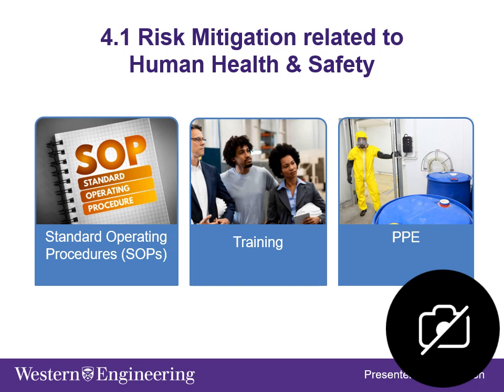First of all, we need to apply operational best practices to mitigate the risks related to human health and safety. Developing and implementing standard operating procedures, SOPs, for all operational aspects, including feedstock handling, system maintenance, and emergency response. SOPs provide clear guidelines for operators, reducing the risk of human error and ensuring consistency in operations.